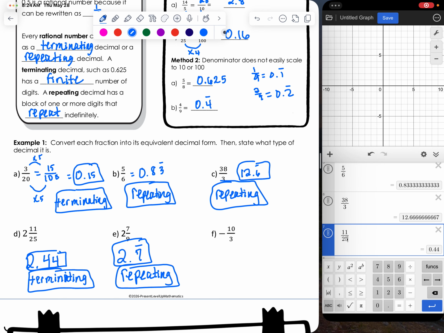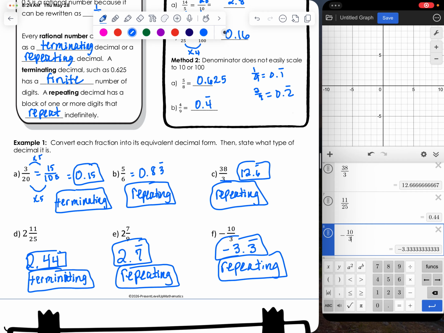All right, -10/3. So -10 divided by 3, and that gives us -3.3 repeating. So this will also be a repeating decimal. So the easiest way to go from fraction to decimal is simply take the numerator, divide it by the denominator.